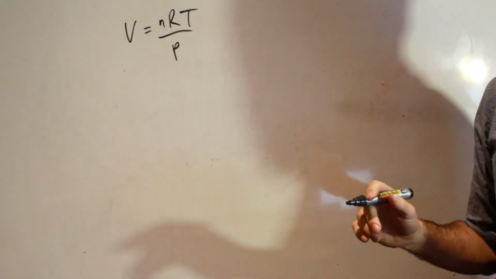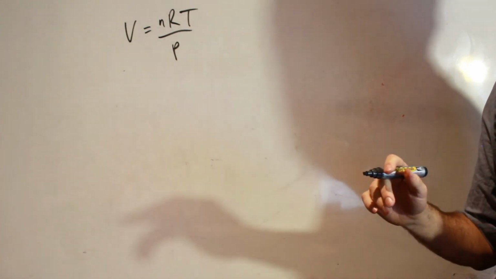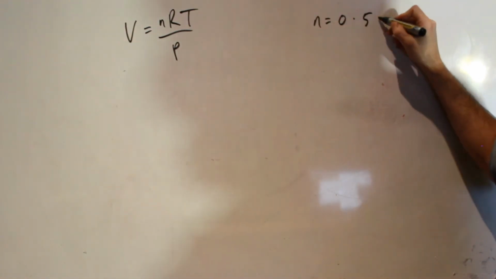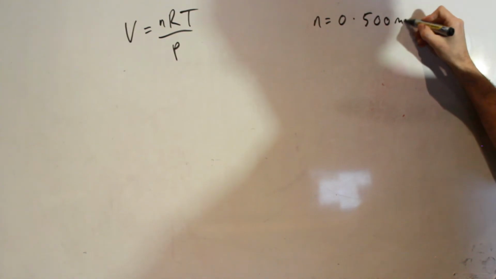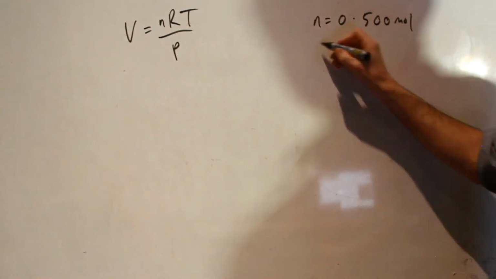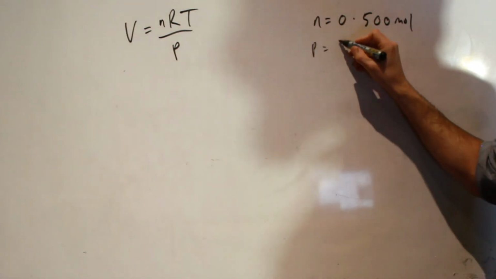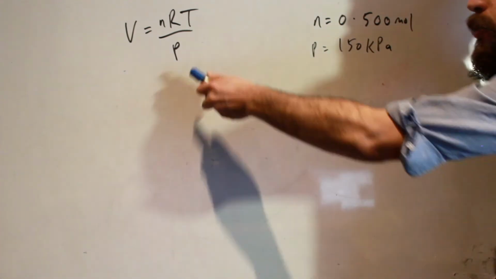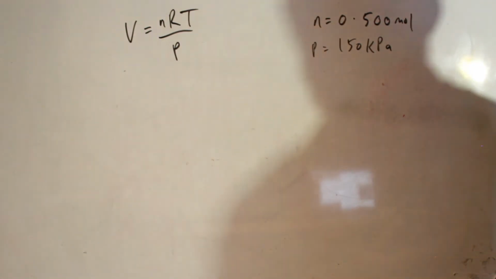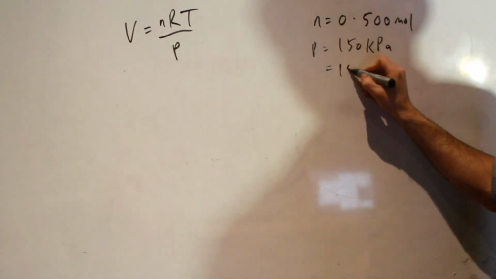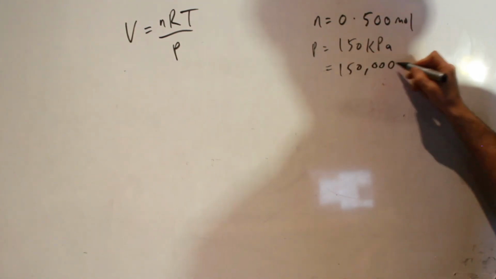We are given a number of moles of 0.500 mole. All good there, no dramas, n is in moles. We're given a pressure of 150 kilopascals. We need our pressure to be in pascals, so to go between kilopascals and pascals, we've got to times by 1,000, so we get 150,000 pascals.